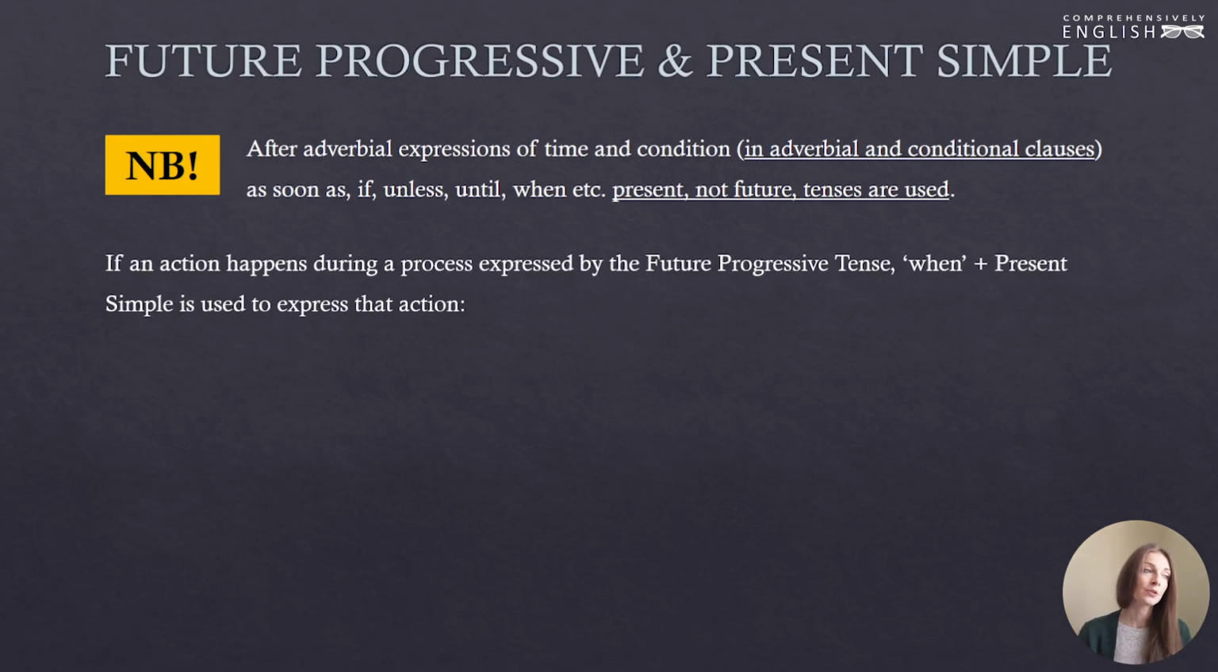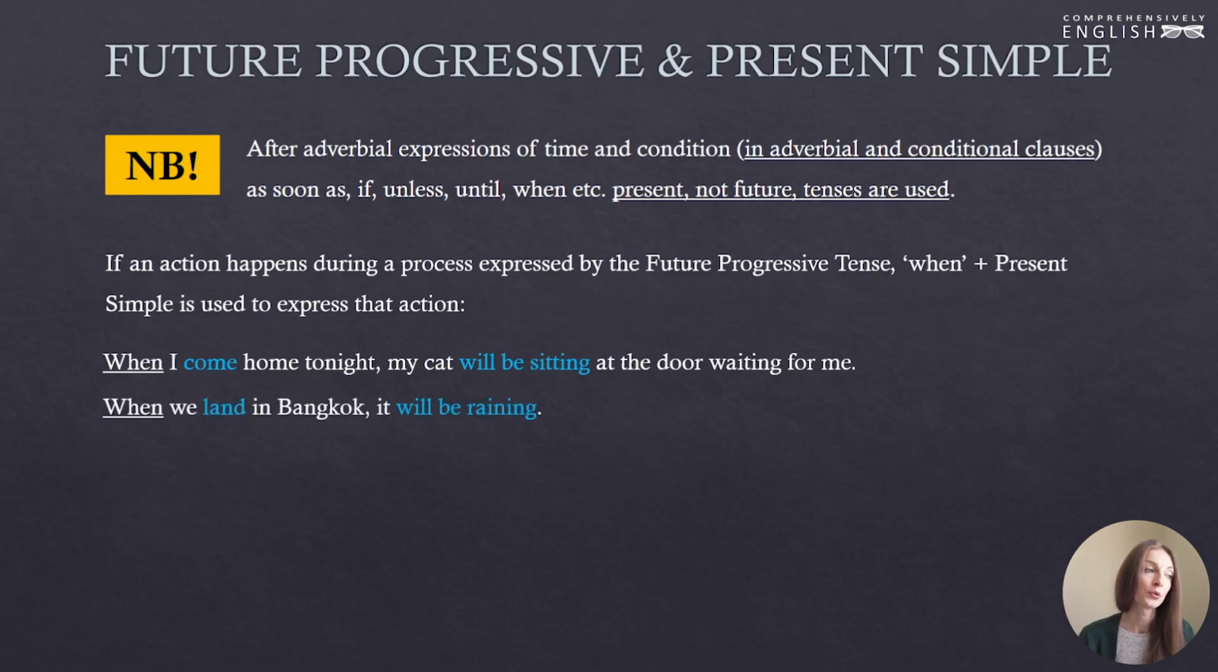If an action happens during a process expressed by the future progressive tense, when plus the present simple tense is used to express that action. Let's see. When I come home tonight, my cat will be sitting at the door waiting for me. When we land in Bangkok, it will be raining. We use the present simple in these sentences as a marker, as something that defines a particular moment, so that the use of the future progressive in the other part of the sentence is justified.